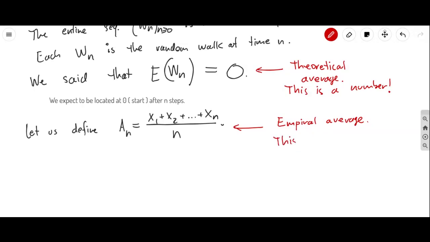And this is a random variable, because it's a sum of random variables, right? These are functions on the sample space. You're just summing them up, you're dividing. So this quantity is random. It will depend on the sample point. So this An. Let me illustrate this to you in a very simple simulation. We're going to use R software to do this.